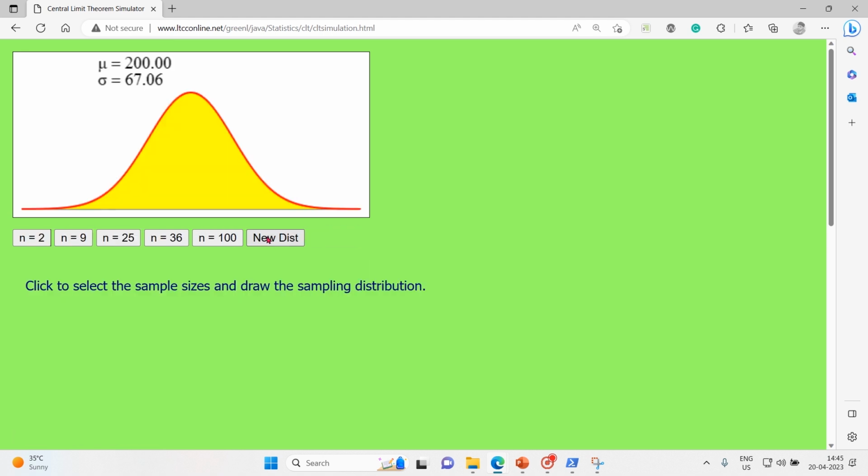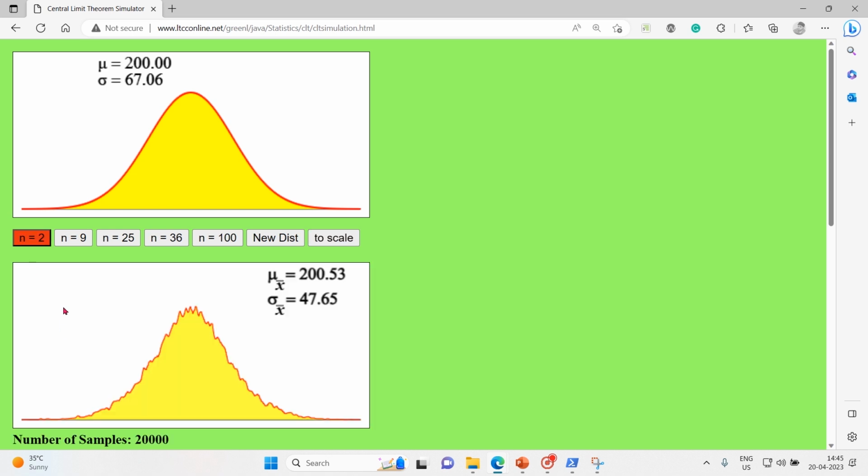Now let's get into the normal distribution curve. Let's imagine even your population data itself is normally distributed. Always you should make a distinction between data distribution and sampling distribution. Always make that distinction. Whatever you are seeing here is a data distribution of the population. So if the sample size is 2, this is the sampling distribution that we are getting.